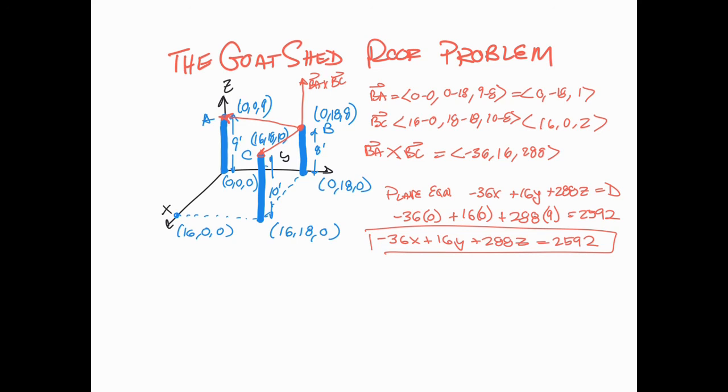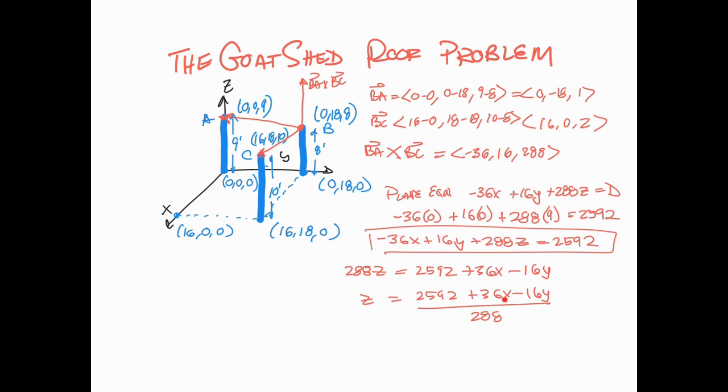Now we want to know how high our fourth post has to be. And we know that our fourth post has an x coordinate of 16 and a y coordinate of 0. And it's going to go up here. We just don't know what the z coordinate is. So we know what the x is, we know what the y is, we just don't know what the z is. So all we need to do is solve this equation for z, right? Well, let's do that. So we're going to have 288z equals 2,592 plus 36x minus 16y. And we'll divide both sides by 288. So we get that all over 288.